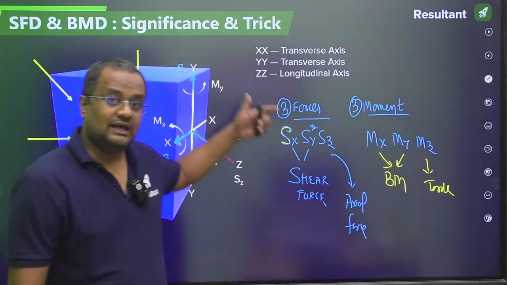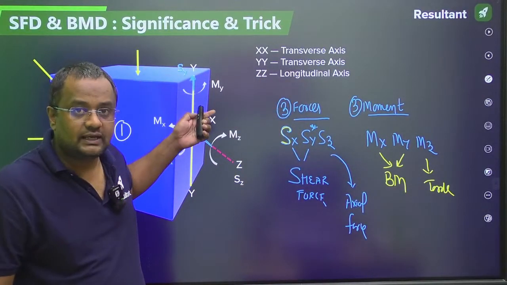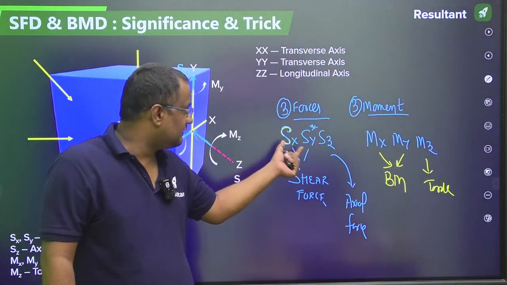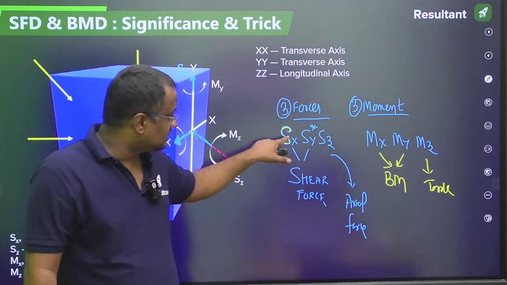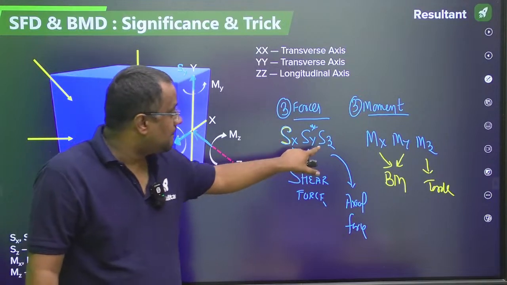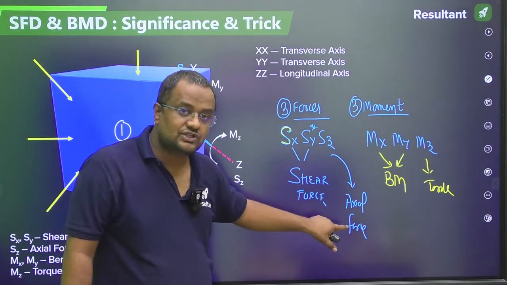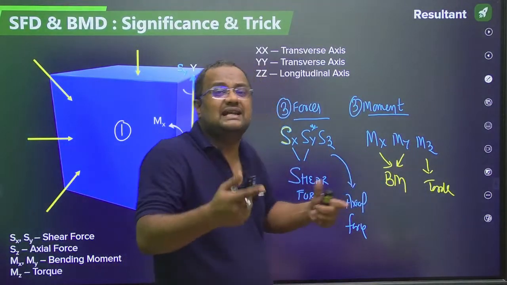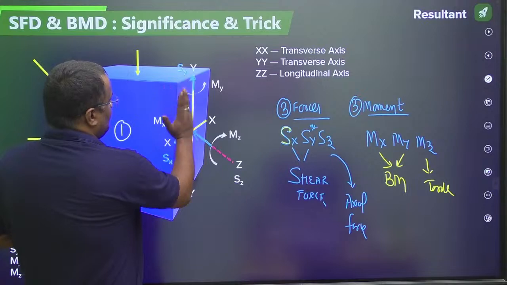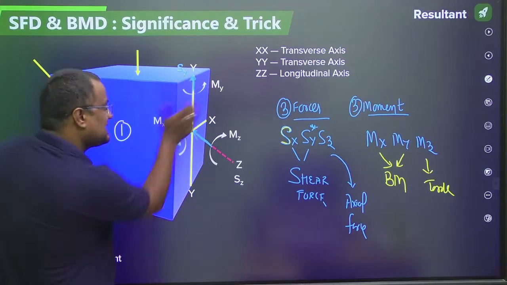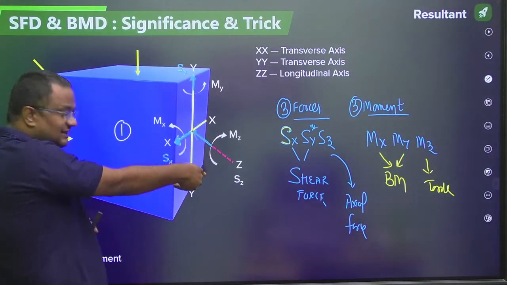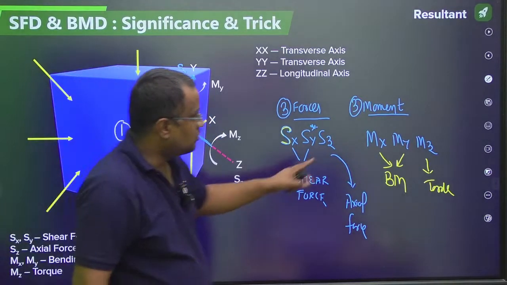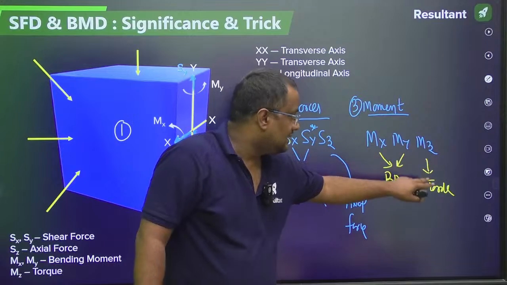Okay, so for the most general case of loading, we get 6 internal forces, out of which 3 are forces and 3 are moments. About the transverse axis, we get shear force. About the longitudinal axis, we get axial force. About the transverse axis, the moments are bending moments. About y, it is bending it towards that side. About x, it is bending it top to bottom. But about z, that is not bending. That is torque, guys. So about the transverse axis it is bending moment, and here it is torque.